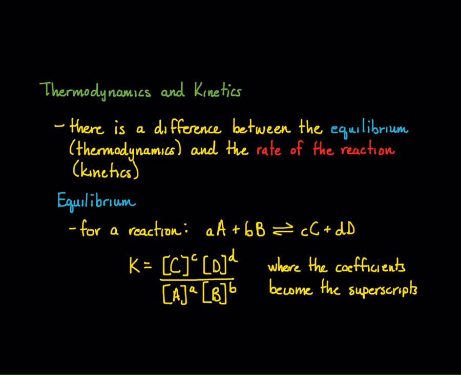In general, in organic chemistry, we're dealing with coefficients of 1, and so we're simply dealing directly with the concentration of products divided by the concentration of reactants, and so it makes it a little bit easier.